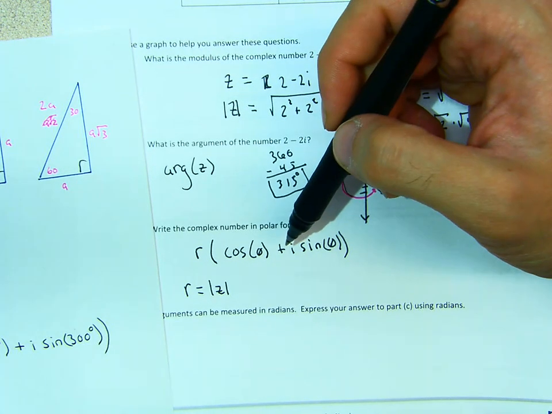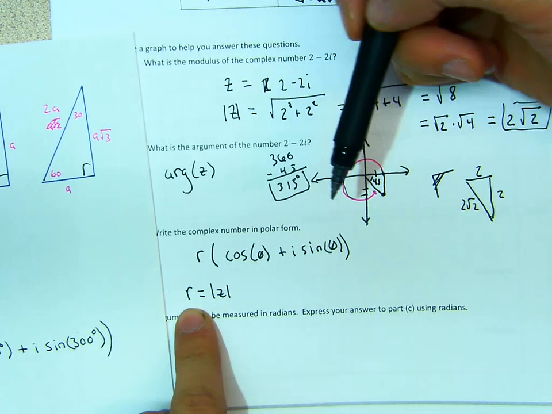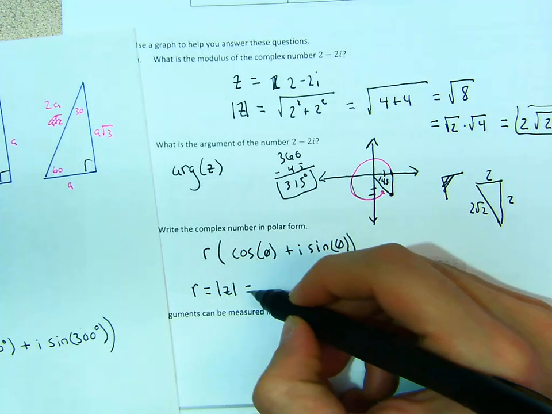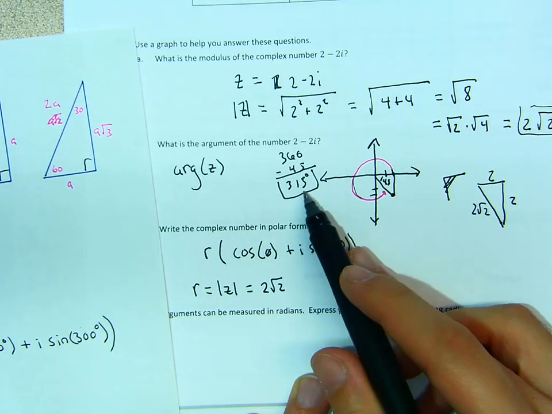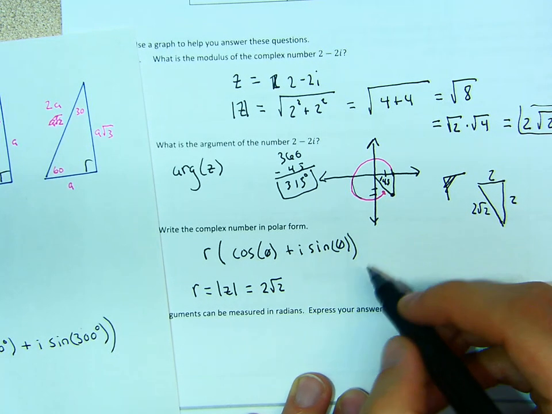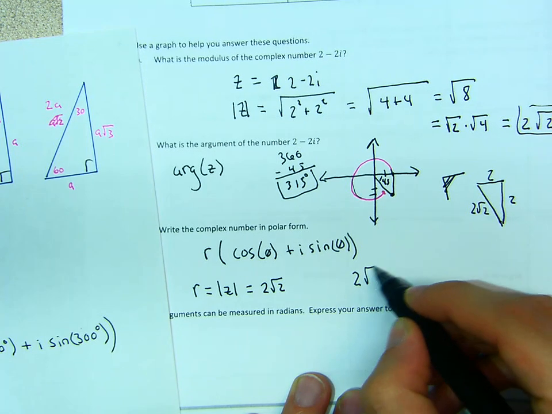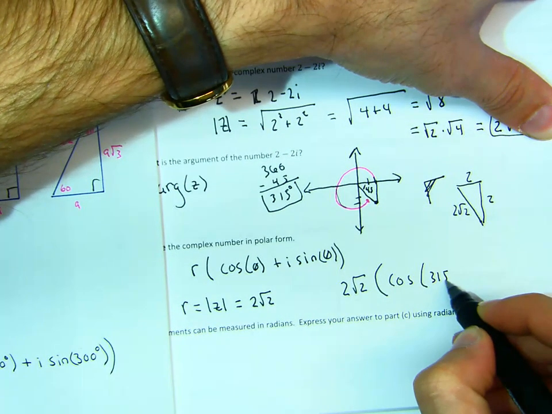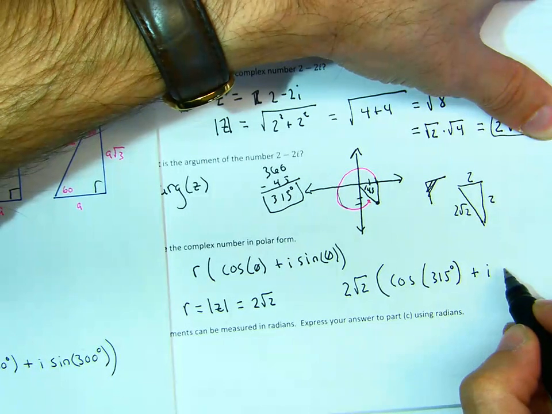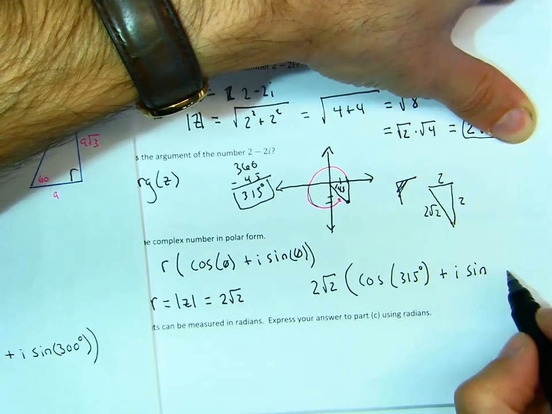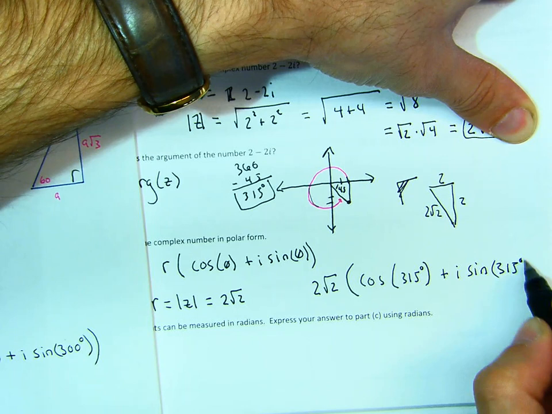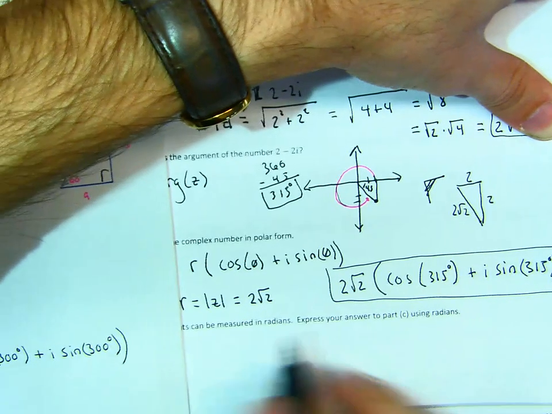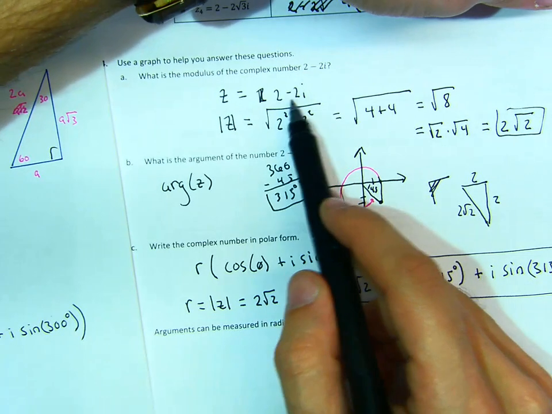Okay, so coming back to this, we found that the modulus of z was 2 root 2, and we found the argument, right? So we just plug it in. This is going to be 2 root 2 times cosine of 315 degrees plus i sine of 315 degrees. And that's it. This is the polar form of this complex number, 2 minus 2i.